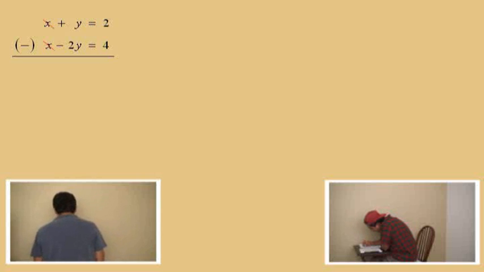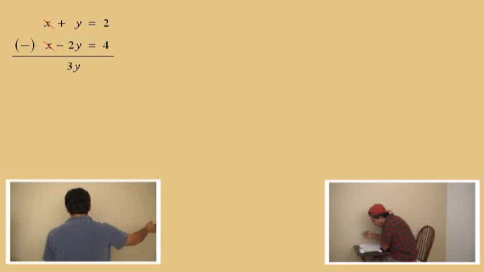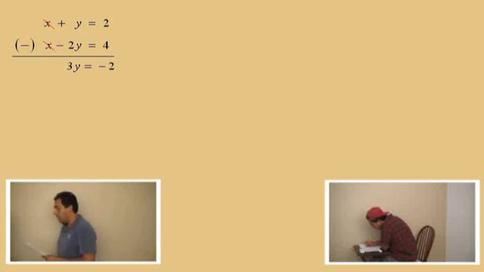Now, Charlie, on the left-hand side, we have y subtract a negative 2y. So what is y subtract a negative 2y equal? 3y. That's 3y, because y subtract a negative 2y is the same as y plus 2y, which is 3y. Now, the right-hand side is a little bit easier. What's 2 subtract 4? Negative 2. Very nice.